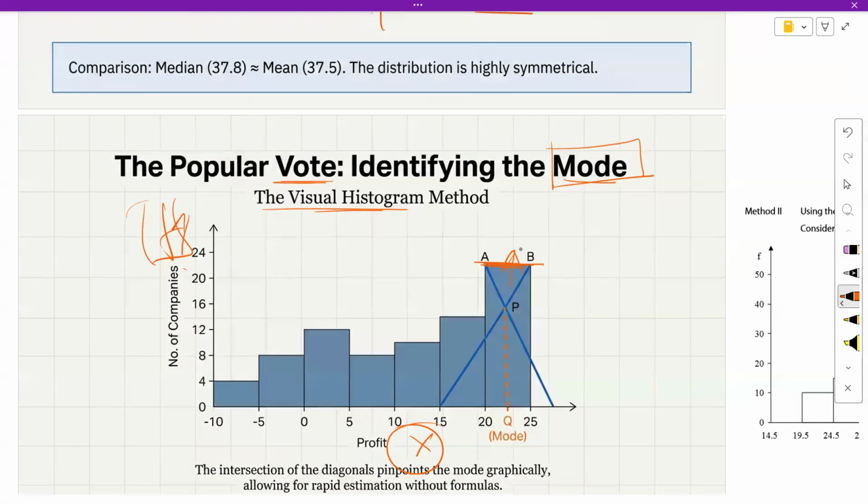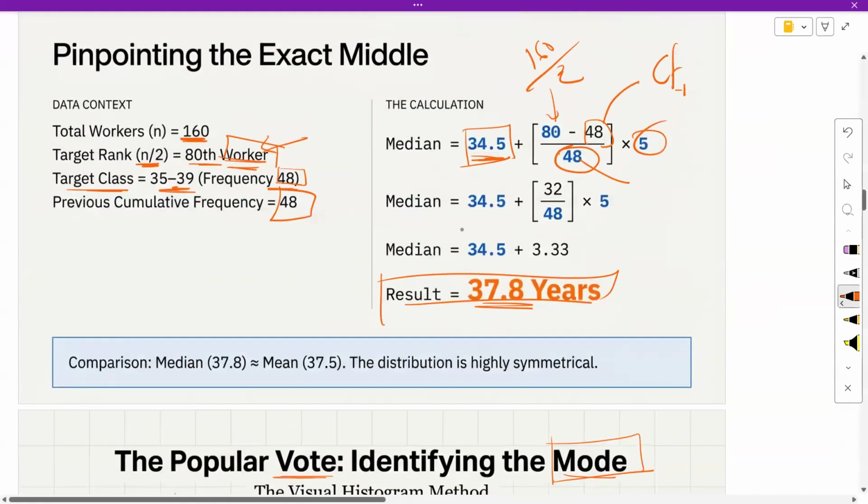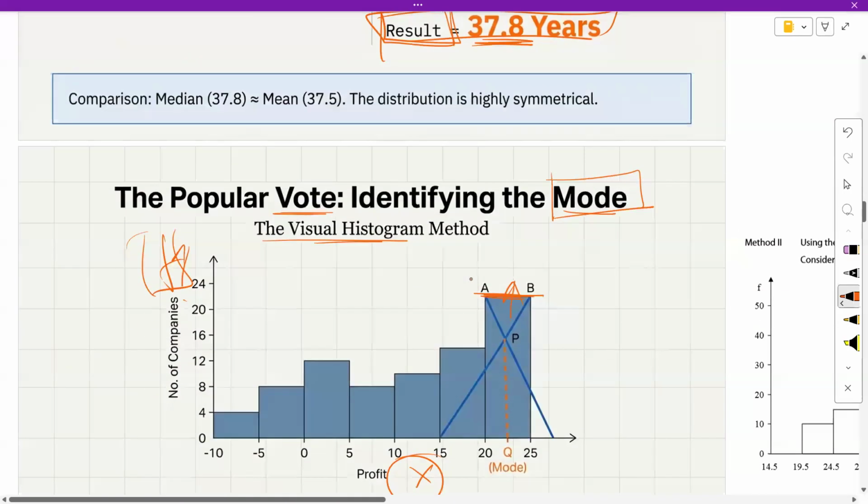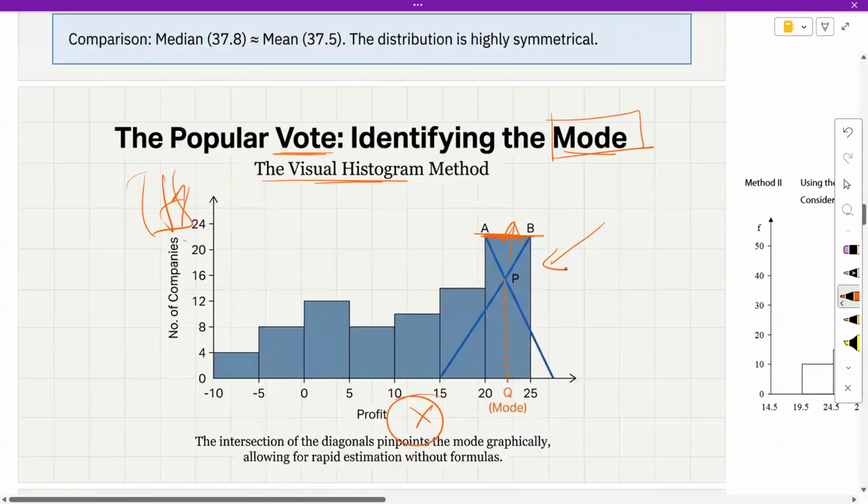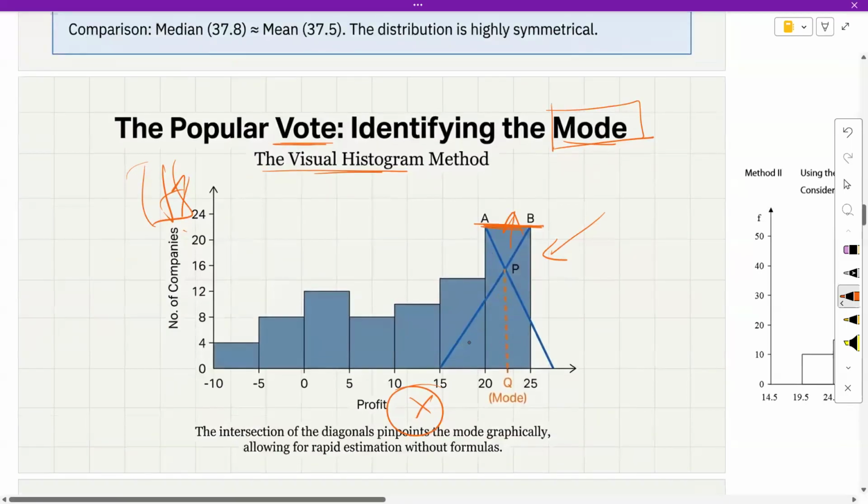But in the above, we found the exact median, not the class. First we identify the median class, then we identify the median. Likewise, we also need to identify the mod. When we look at the picture, we can see the mod class, not the mod. To identify the mod, there's a technique. Here, actually, the slide is wrong. The way of calculating is this.